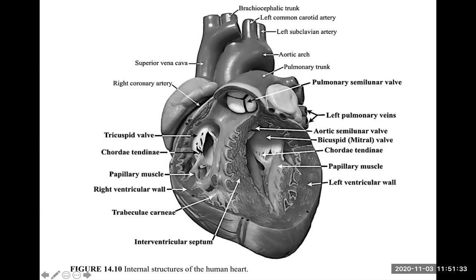We can see our valves are labeled clearly. Your tricuspid valve is on the right. The bicuspid or mitral valve is on the left. Then we have the semilunar valves, which are the openings to the pulmonary trunk and the aorta. Here's the interventricular septum, the wall between ventricles. The trabeculae carneae are just the walls of the heart.